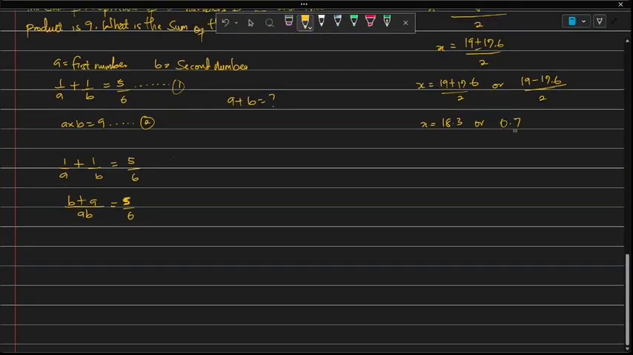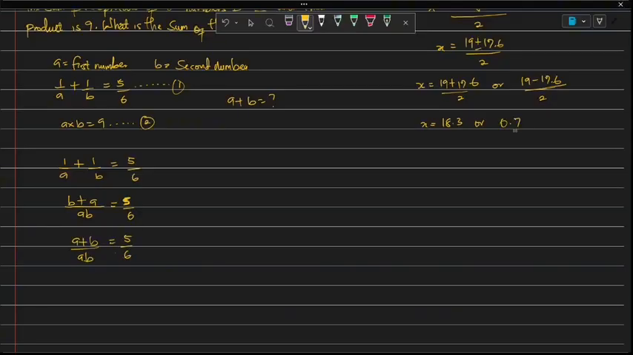Now let me show you something interesting. There's something in binary operation called commutativity. It says a plus b is the same thing as b plus a, as far as it's plus. That's not exactly what the commutative law of binary operations is, but that's the simplest way to understand it. So allow me to rewrite this as a plus b over ab is equal to 5 over 6.